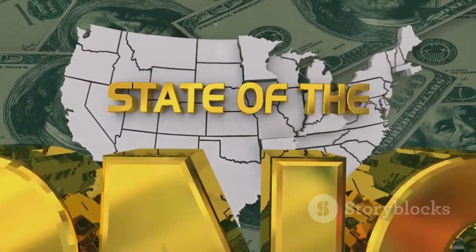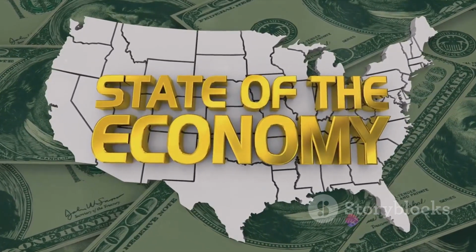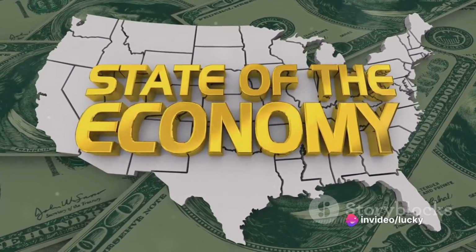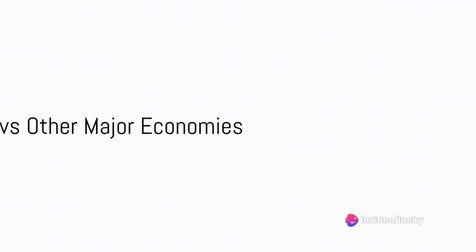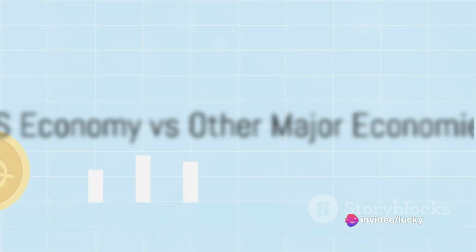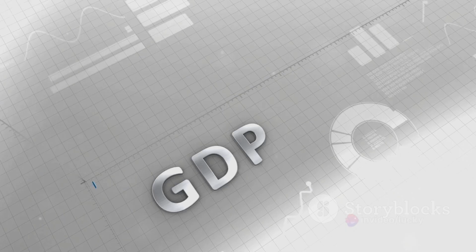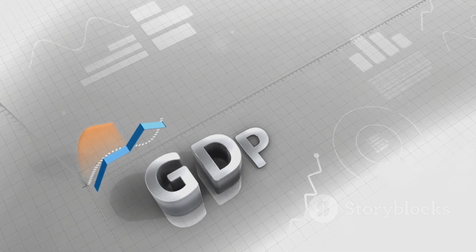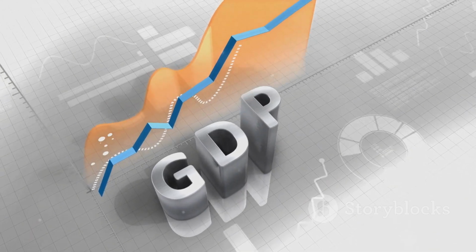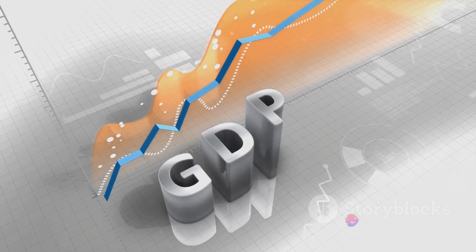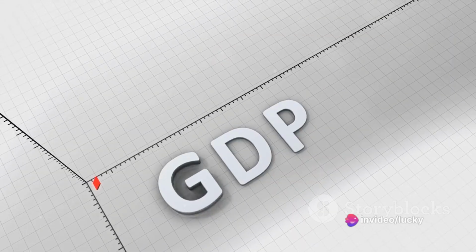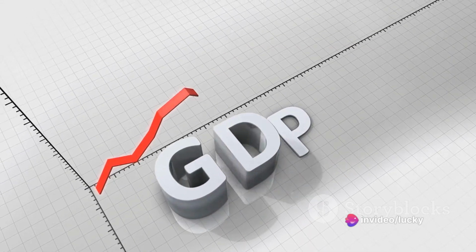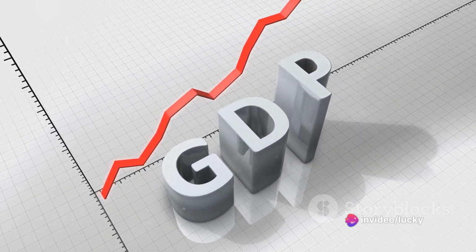This brings us to our next point. How does the US economy stack up against other major economies? So, how does the US economy compare to the economies of China, Europe, and Japan? When we look at the gross domestic product, the United States, with its massive economy, is still sitting at the top. However, it's important to note that China is fast catching up, with its GDP growing at a rapid pace.